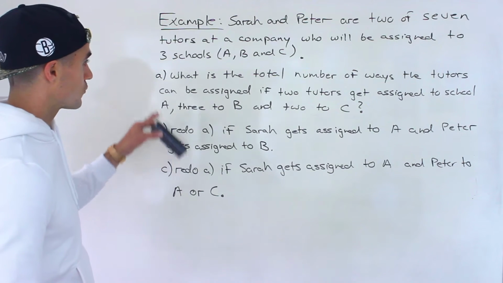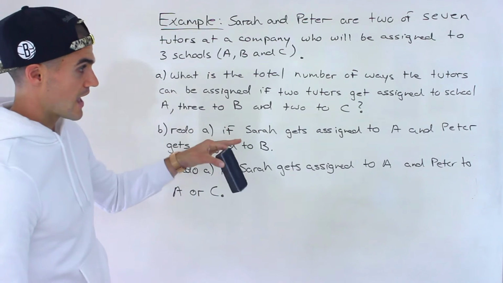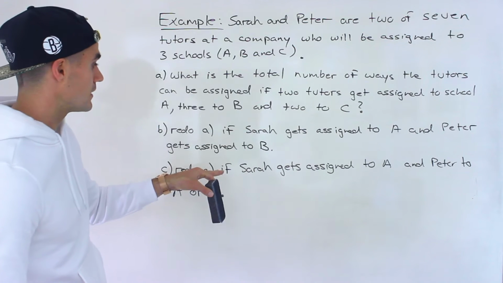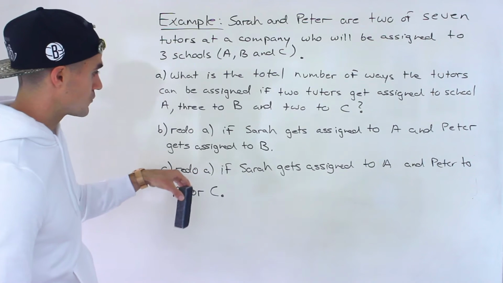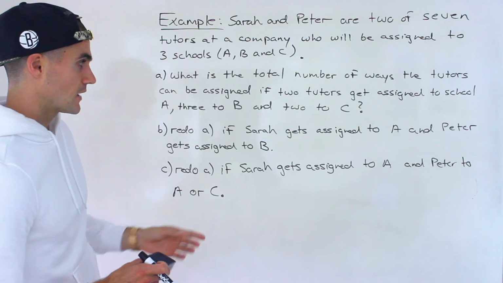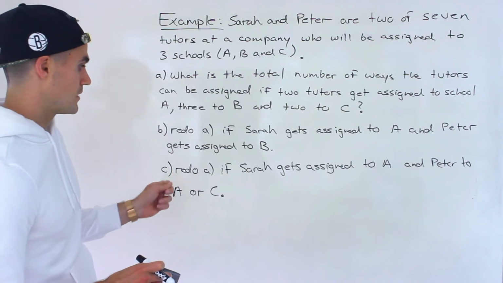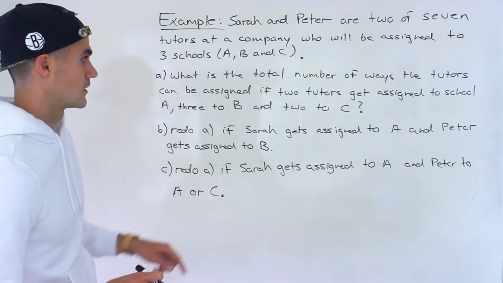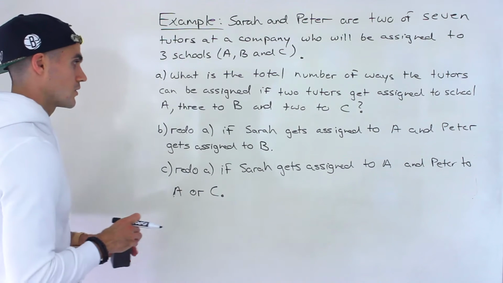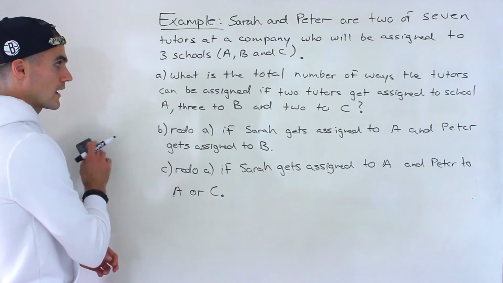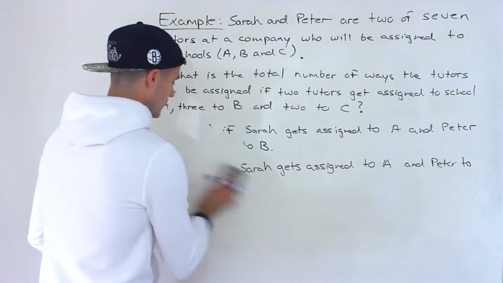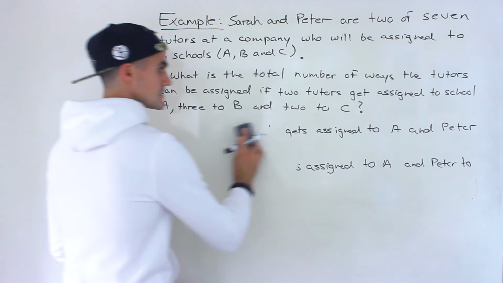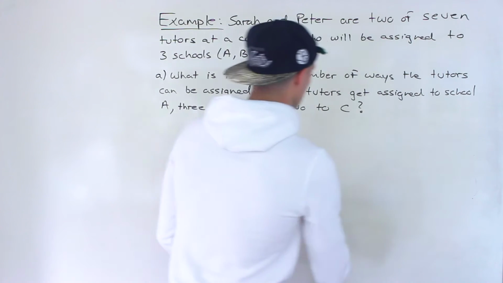Then part B, we have to redo A if Sarah gets assigned to A and Peter gets assigned to B. And then part C, we have to redo A again. If Sarah gets assigned to A, but then Peter gets assigned to A or C. Right? So lots of different combinations here we're going to have to deal with. So I'm going to erase B and C for now to give me some room here.